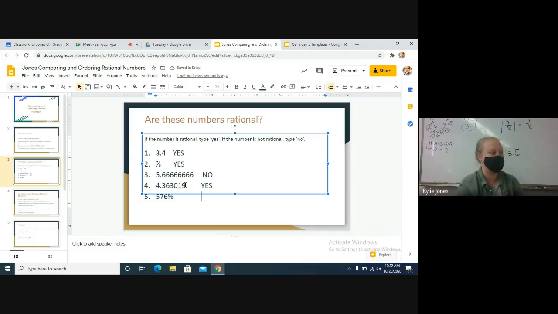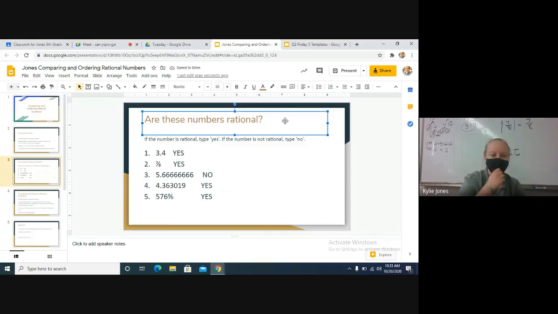Is this rational or not? It is rational. Okay, it is a rational number. All right.